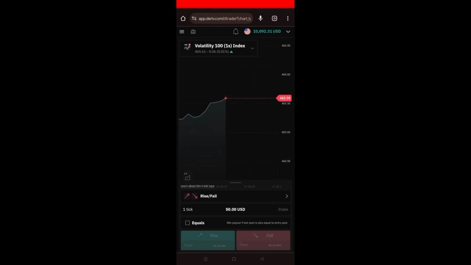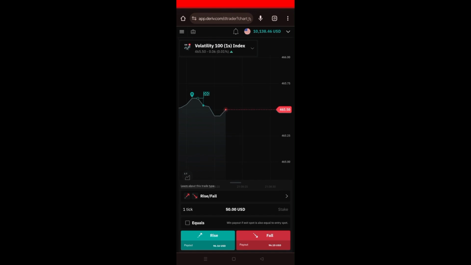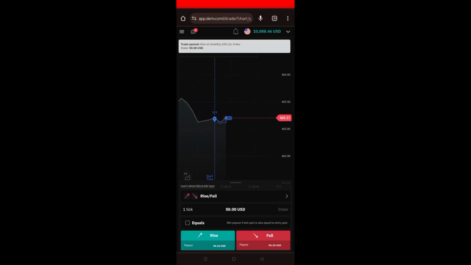The same logic applies when you see red. 3 reds in a row, you hit rise. Because after a small dip, the market likes to bounce back. It's a bit like when your friend tells a bad joke 3 times. You're bound to laugh out of pity at some point, right? The market's the same. After 3 falls, it usually bounces up.